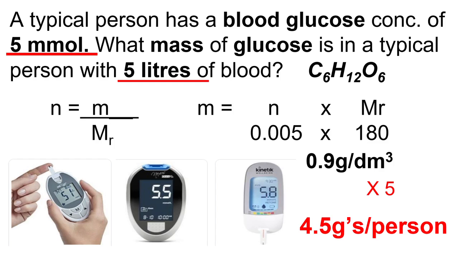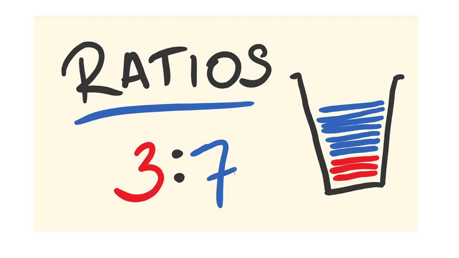In the pictures you see these kind of things that the diabetics use to check their blood sugar. That's what the 5 means. It should be 5 millimolar. If it's high, it'll be higher than 5 millimolar. If it's low, it'll be lower than 5 millimolar.